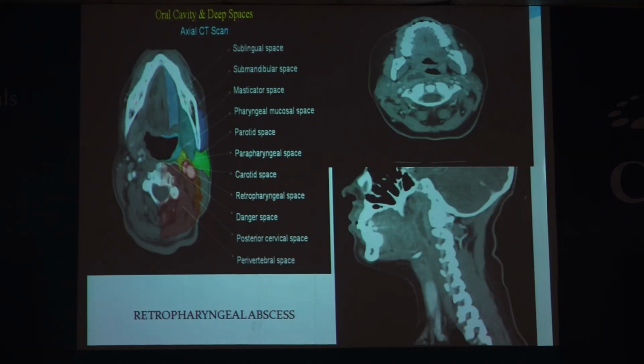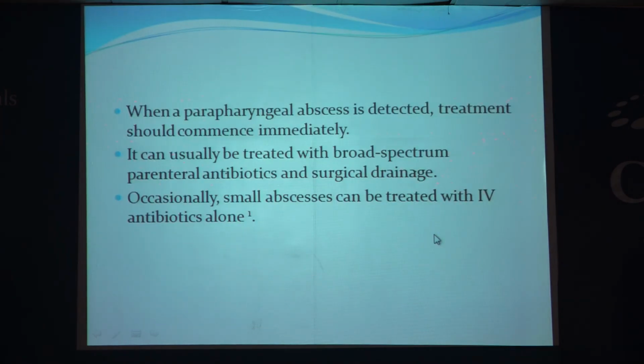The CT finding, similarly, if we identify there is an abnormal hypodense collection with a thin enhancing rim that is posterior and lateral to the pharynx. So this is the retropharyngeal space we are seeing where this abnormal collection is there. So this is a retropharyngeal abscess, and even here broad spectrum antibiotics and surgical intervention is required.